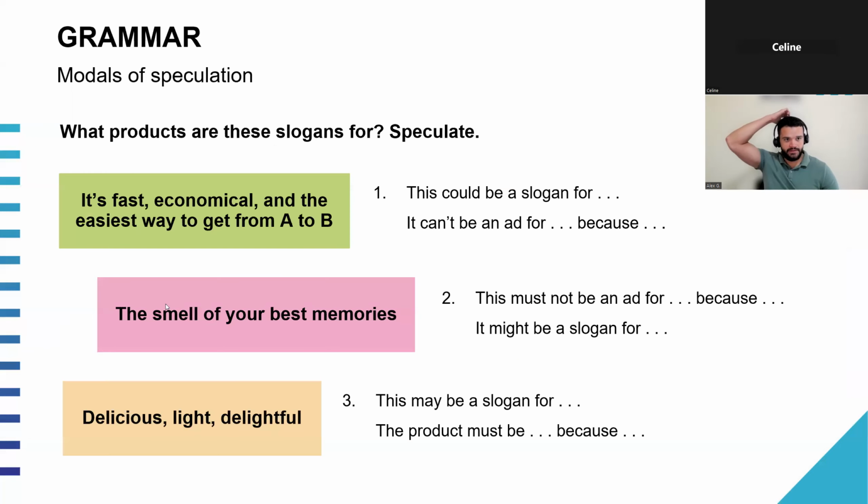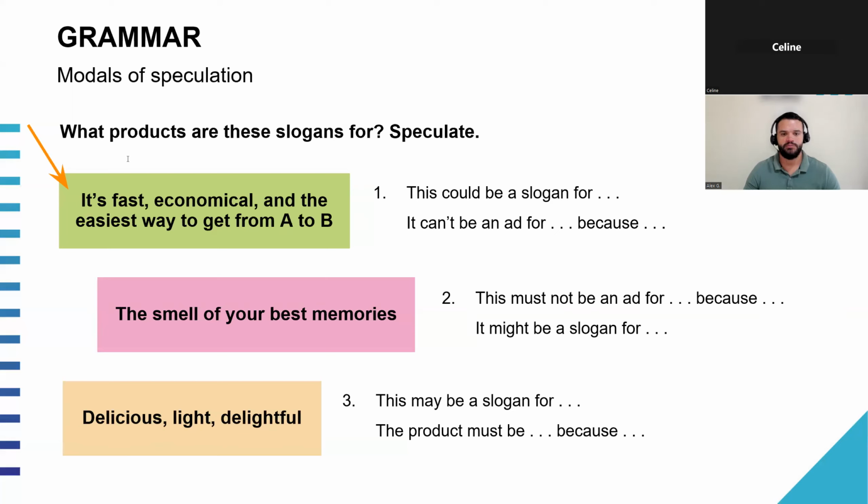Here we have more models of speculation. It says, what products are these slogans for? Let's speculate. Let's read the example here. It says, it's fast, economical, and the easiest way to get from A to B. Very good. What do you think?